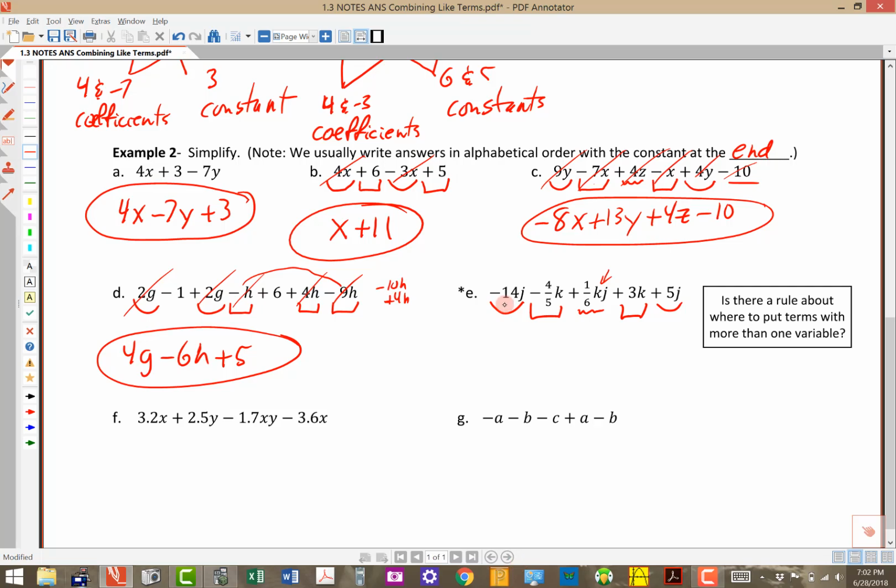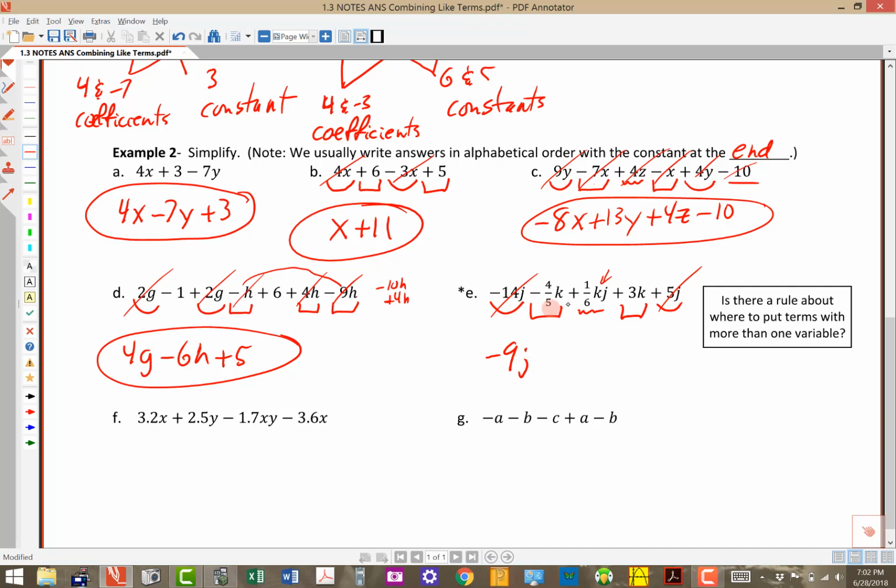Okay, so we've got a negative 14j and then a plus a 3j. That's going to be a negative 11j. Again, lightly cross those. Oops, I grabbed the wrong one, didn't I? Let's see. Should be this guy right here. So negative 14j plus 5j. So that's going to be negative 9j.